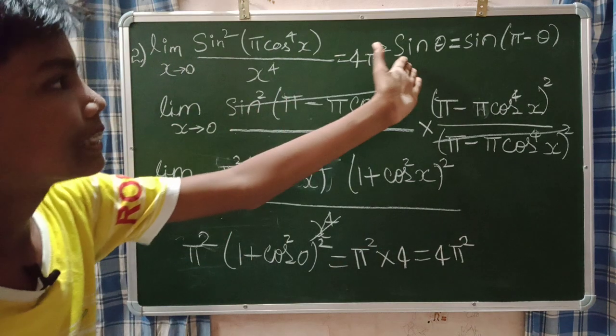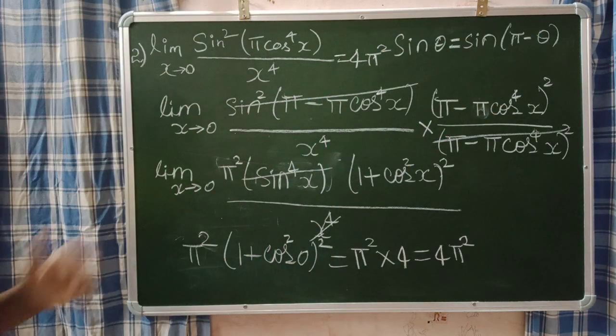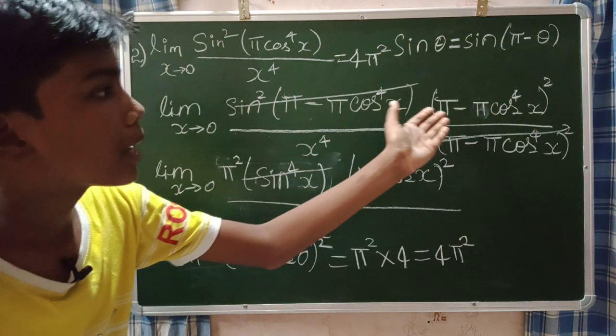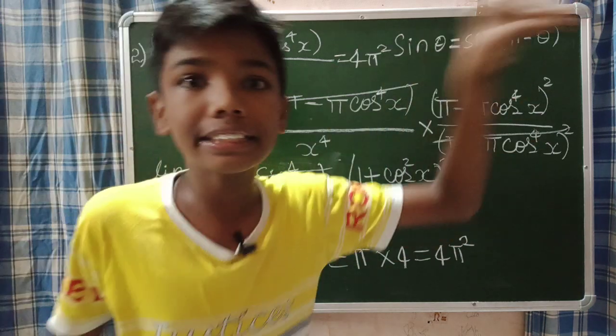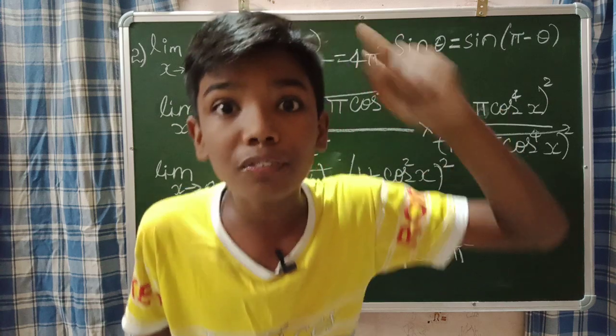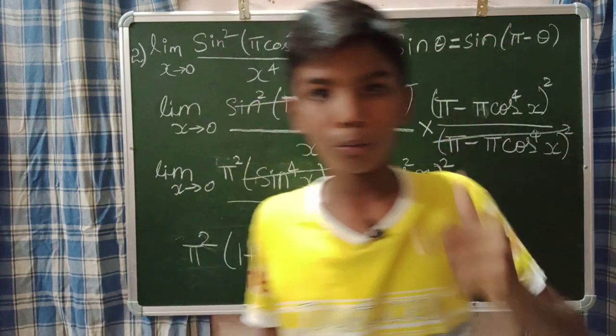It is tricky because, you see, guys, sin theta is equal to sin (pi minus theta). I'm using that. Then what I'm doing is multiplying with pi minus pi cos square x and dividing by the same. So I'm doing these things. That is where you stand in the question, guys. That is where it will improve you in the question.